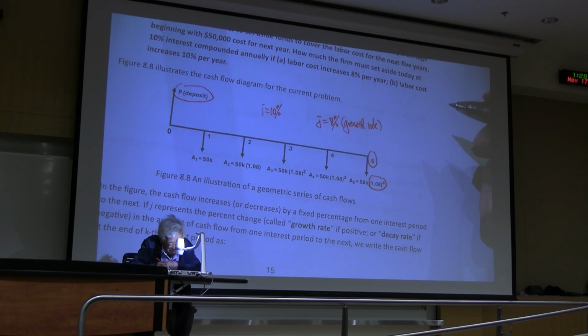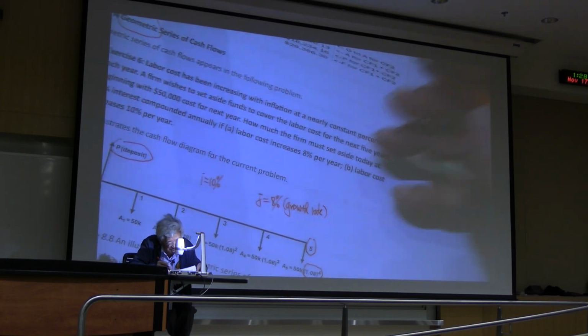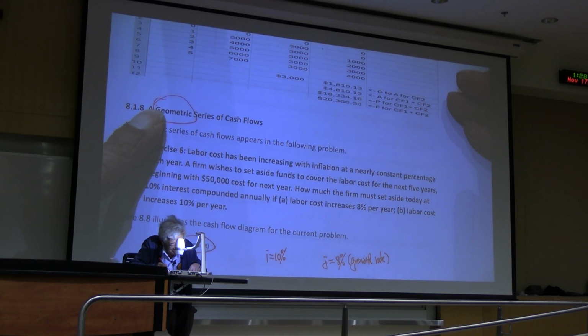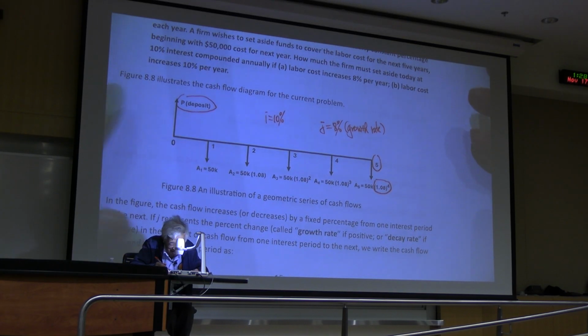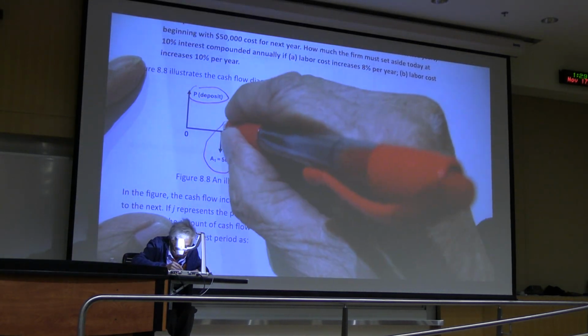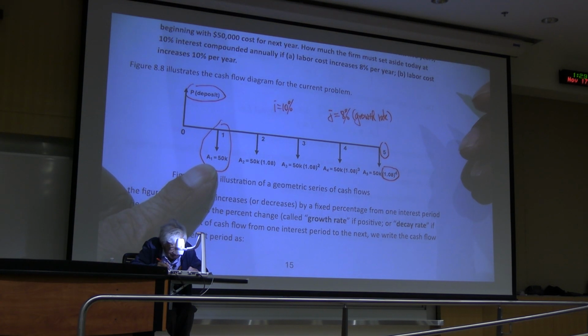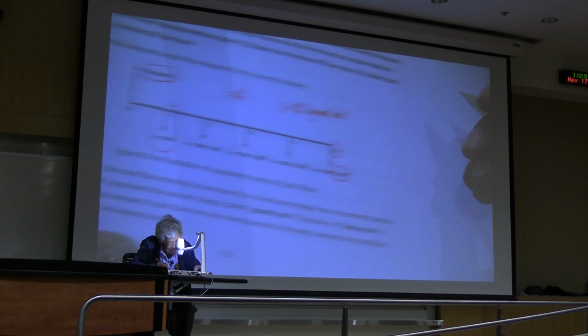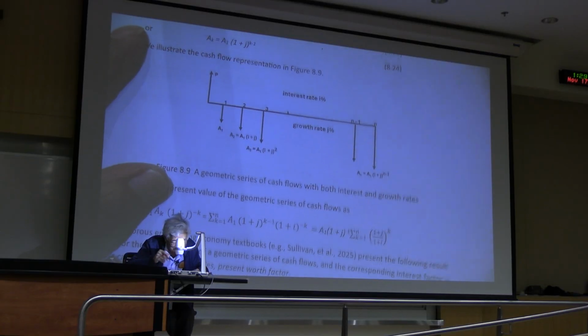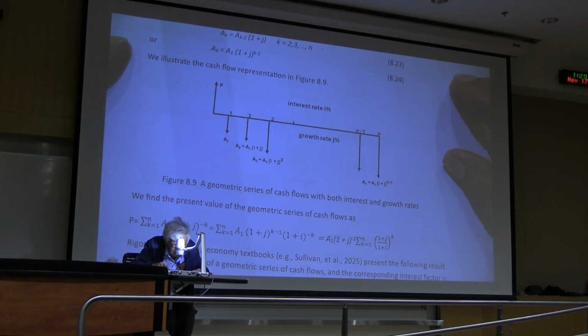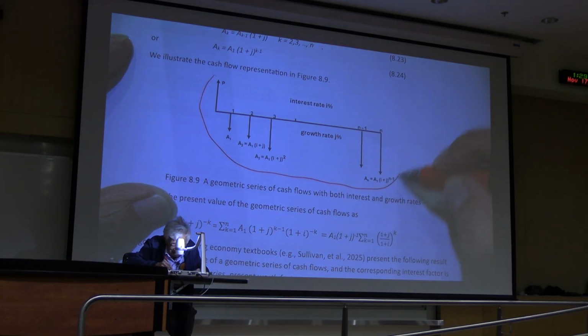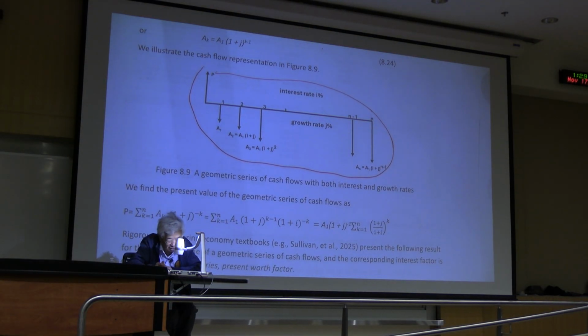This type of series is called geometric series. It depends on your initial value. We use A1 to indicate the initial cash flow. Now you look at page 16. That is the standard form of geometric series.